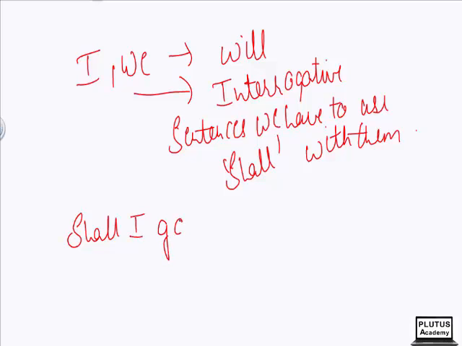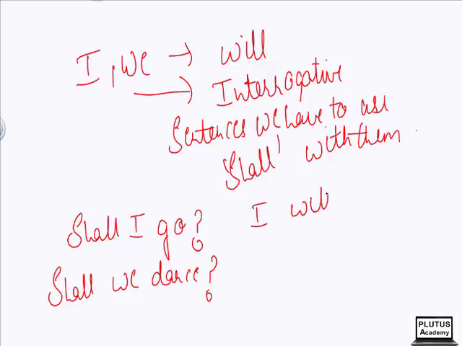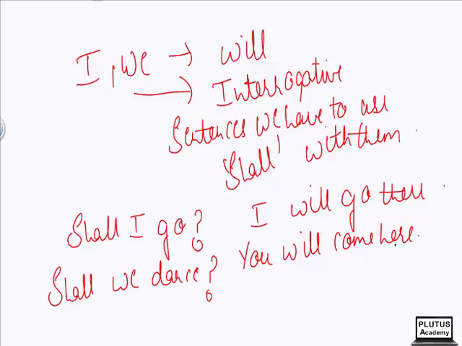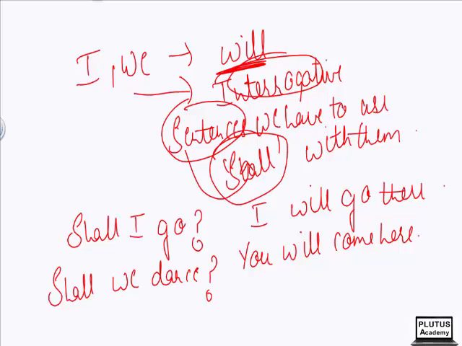Shall I go? Shall we dance? I will go there. You will come here. So as far as first person is concerned, we have to use will in all sentences except interrogative sentences. In interrogative sentences, we have to use shall.